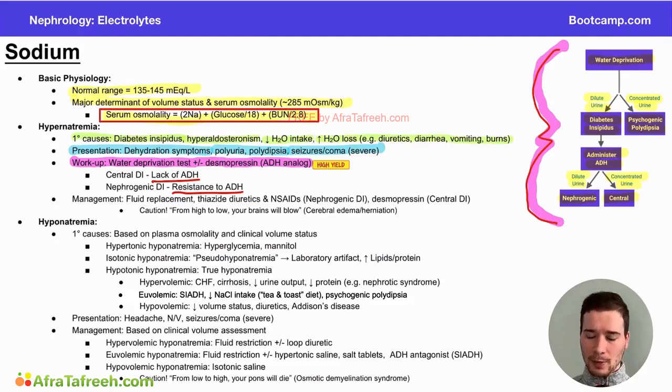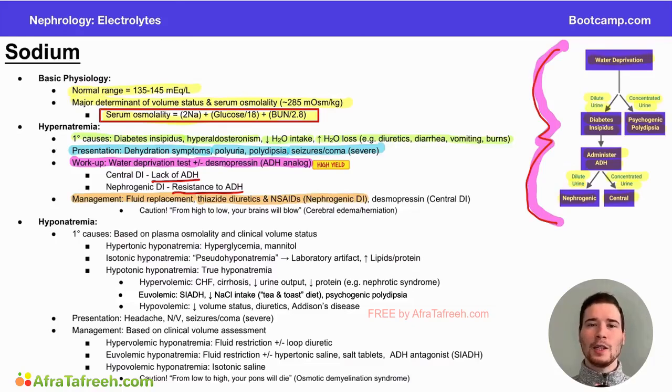And finally, the management for high sodium levels includes fluid replacement. Remember, this is primarily a problem of volume level in terms of water status. When we don't have enough water, we don't have access to the water, or we're excreting the water relative to our sodium, this is what causes our hypernatremic state. And then there are a couple unique treatment options for our different types of diabetes insipidus. So first, for our nephrogenic diabetes insipidus, which we said was an inability to respond to ADH, we can give them a thiazide diuretic and NSAIDs to treat nephrogenic DI.